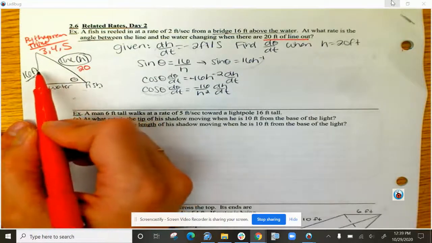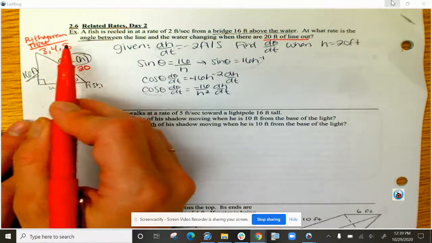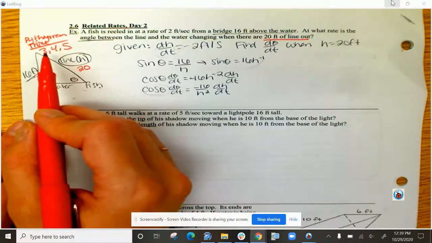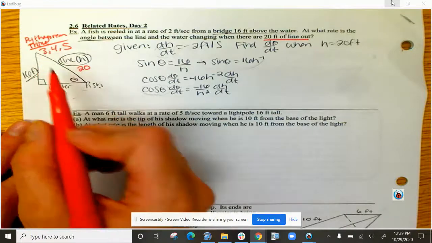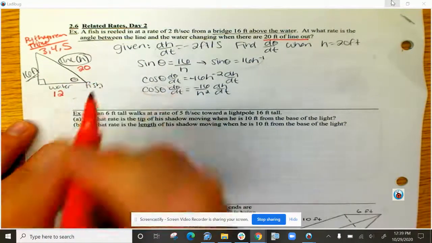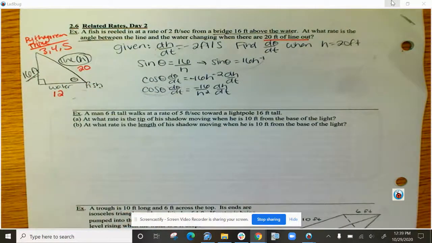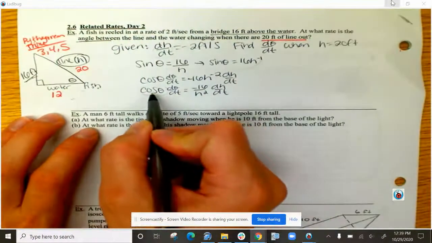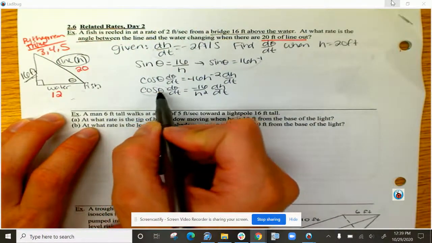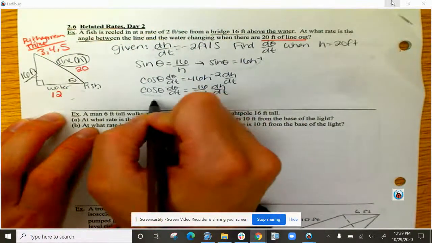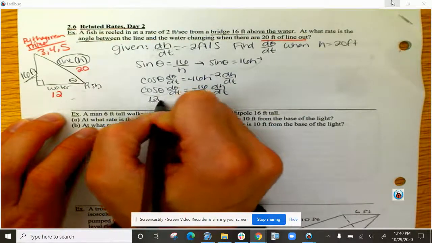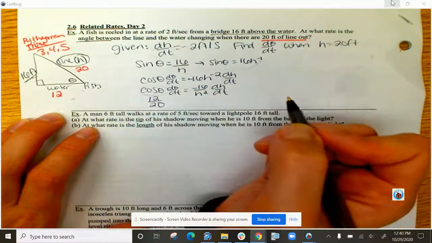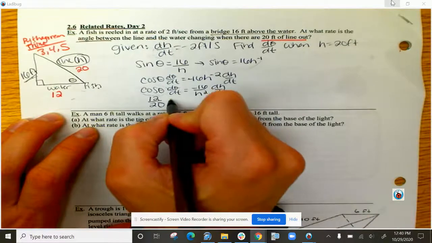And so in order to get 16 and 20, you had to multiply both these numbers by 4. So this one's going to have to be 3 times 4, which actually gives you 12. And so that will give you the information you need to find cosine of theta. And so I can replace cosine of theta with adjacent over hypotenuse, or 12 over 20, d theta dt.